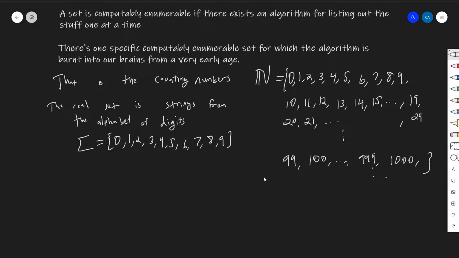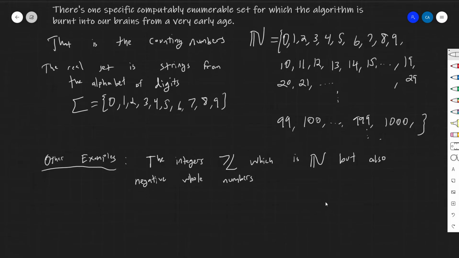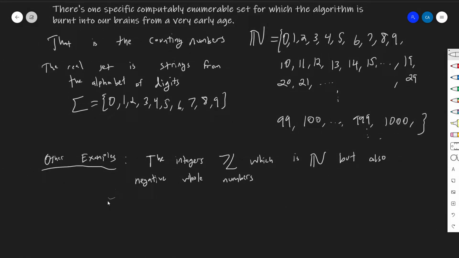So what other computably enumerable sets are there? So other examples. First of all, there are the integers, Z, which is N, but also negative numbers, negative whole numbers. So how can I list all of this? What's an algorithm for listing all the integers? What's an algorithm for listing everything?